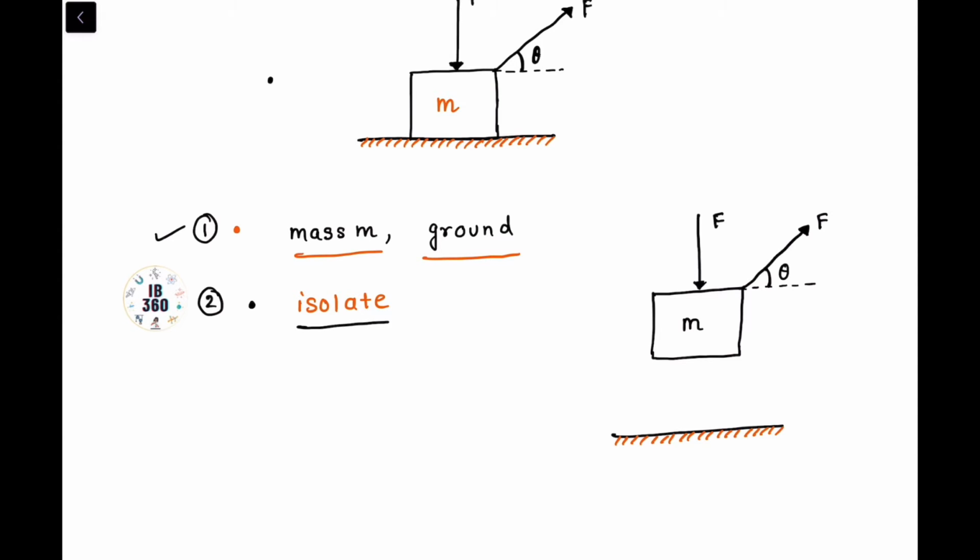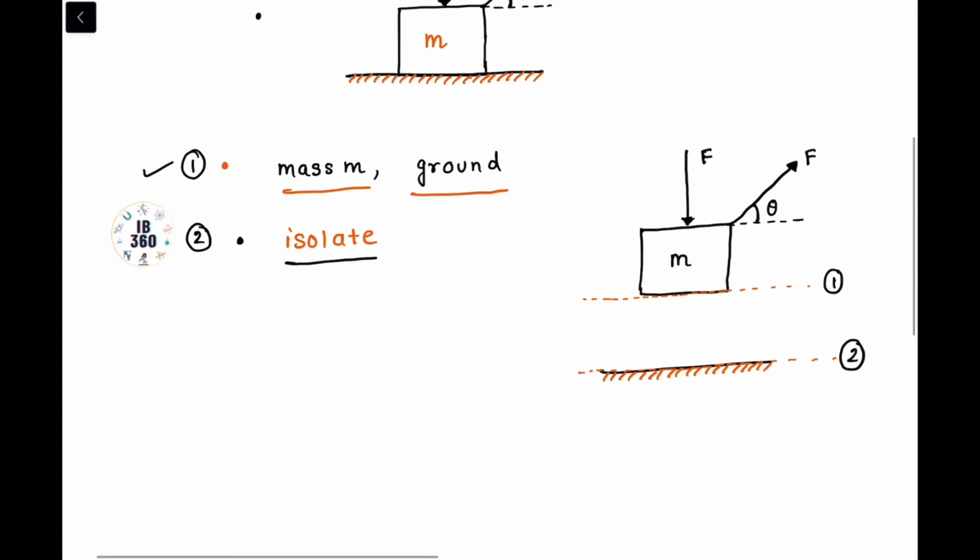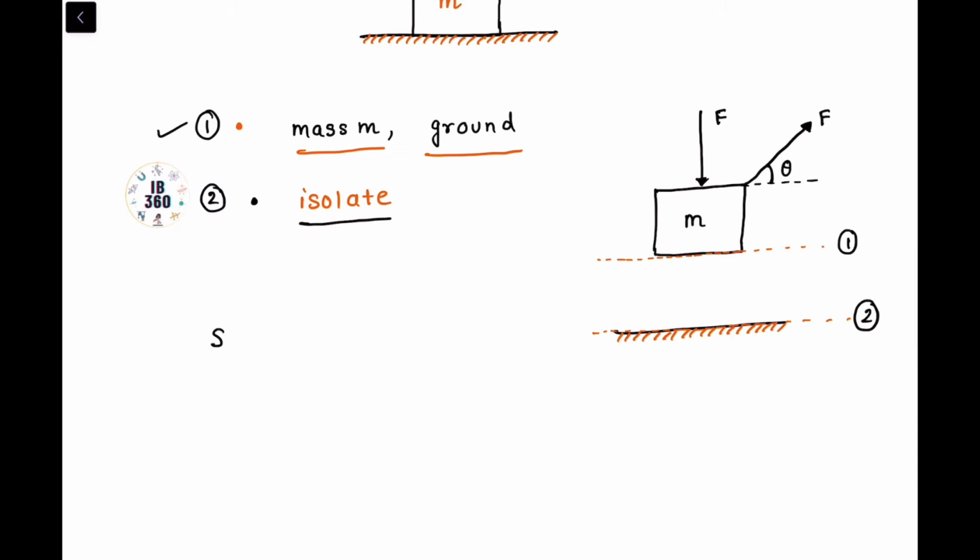Now what was step 3? We have to identify the surfaces in contact. The lowermost surface of the block of mass m, this is 1, is in contact with the uppermost surface of the ground. Then what we used to do is form a box. So surface 1 and surface 2 are in contact.